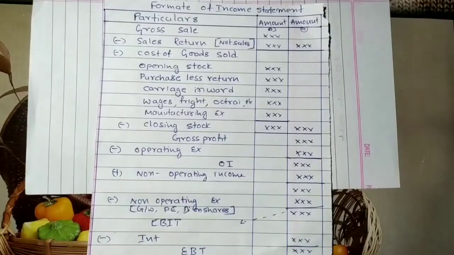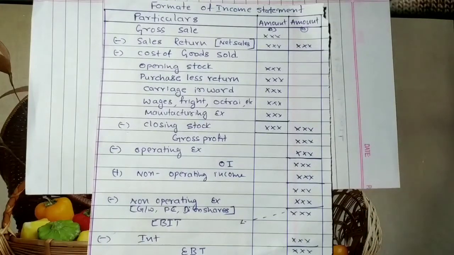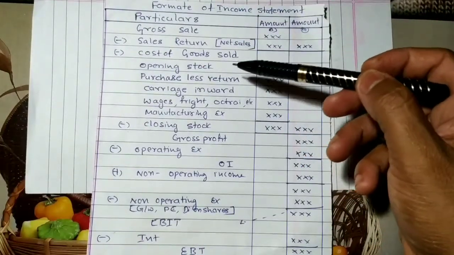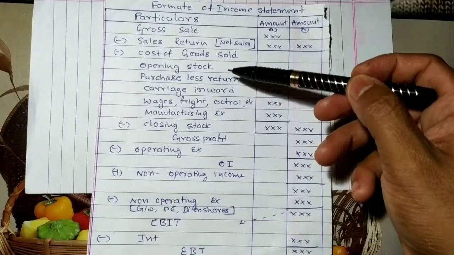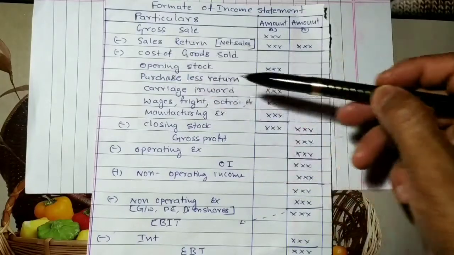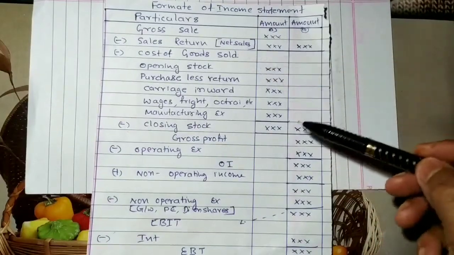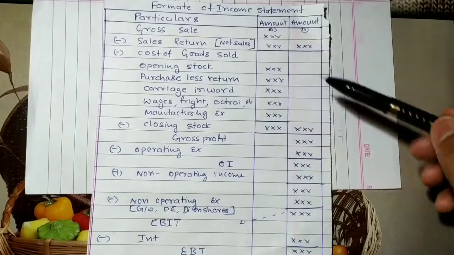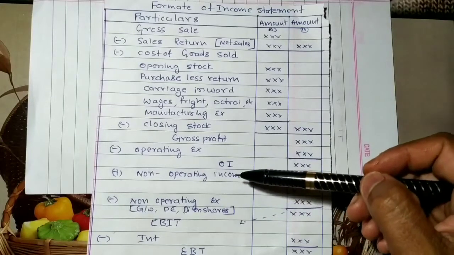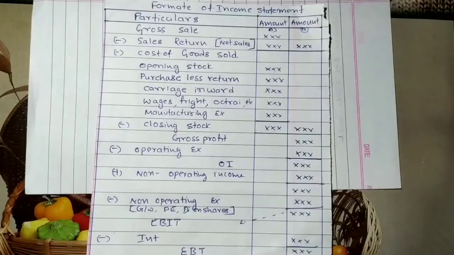The format is very easy. As you studied in your previous semester in cost and management accounting, that is gross sales, sales return, cost of goods sold. Cost of goods sold is nothing but opening stock, purchases less return, carriage inwards, wages, freight, manufacturing expenses. After totalling all these, you deduct the closing stock and you arrive at the cost of goods sold. Then it is deducted from the gross sales and you arrive at the gross profit. Then less operating expenses, you get the operating income. Plus non-operating income, less non-operating expenses, and by that you find the amount at the end.